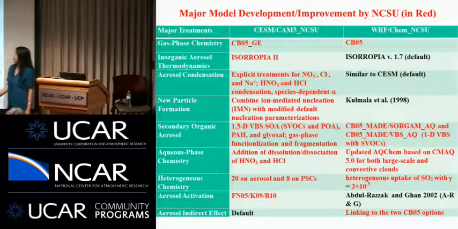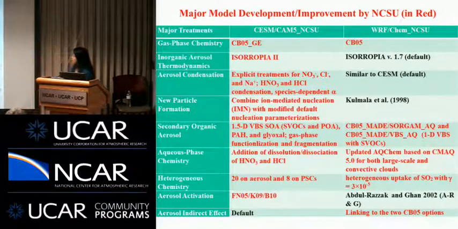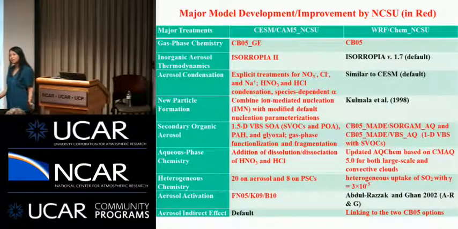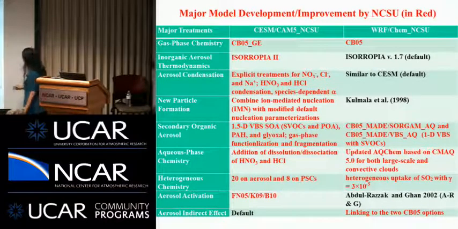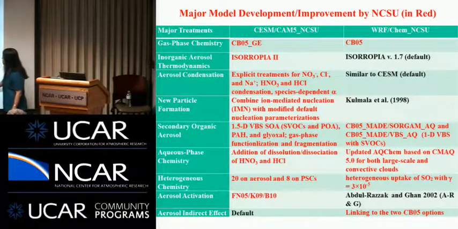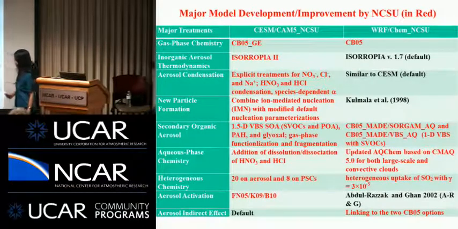Then recently we expanded that to account for gas phase functionalization and also fragmentation, which is a key step towards 2D VBS. So we name it 1.5 VBS here. Then we use the existing VBS, which only accounts for contribution from SVOC. Then there are additional modifications in terms of aqueous chemistry and heterogeneous chemistry.